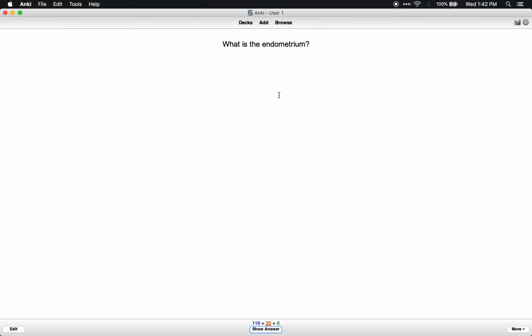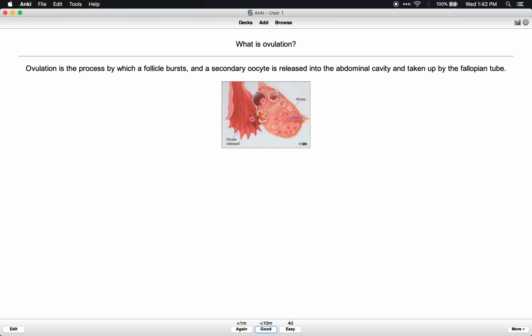Endometrium is the inner lining of the uterus. Ovulation is when an egg bursts out of the follicle. A follicle bursts and a secondary oocyte is released into the abdominal cavity, which is taken up by the fallopian tube.